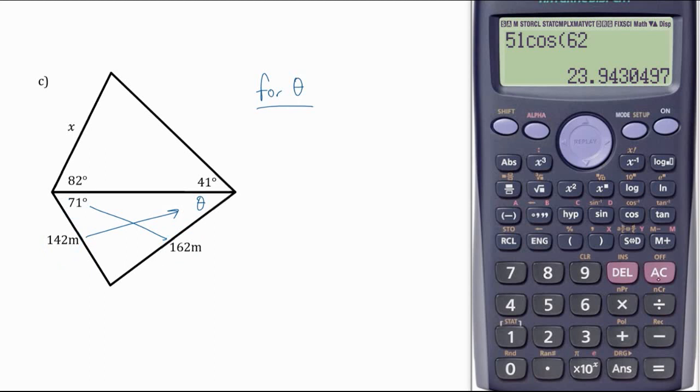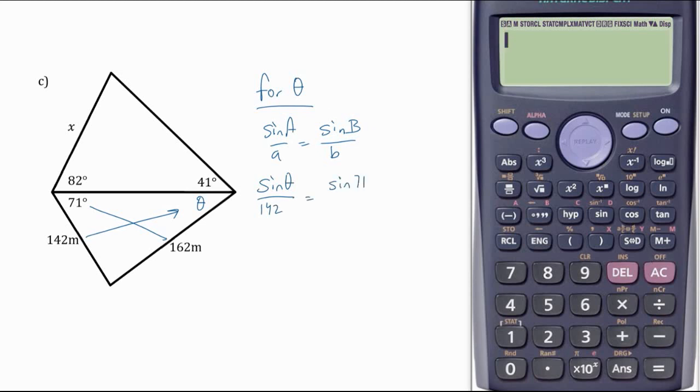Okay, so for theta, this is going to be sin A over a equals sin B over b. And this is sine law, but with angles on top because I'm looking for an angle. So sin theta over the side length across from it equals sin 71 over the side length across from it. Okay, sin theta equals 142 sin 71 over 162.